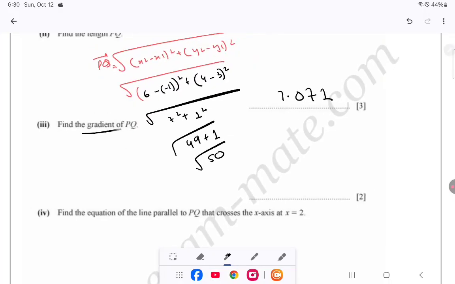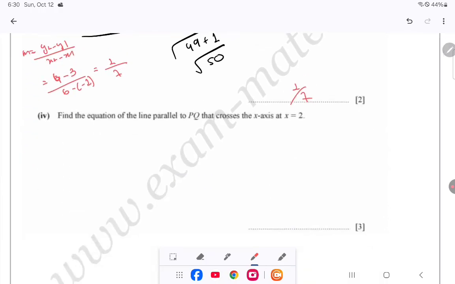Now for the gradient, what do we mean by gradient? Gradient means slope. The formula for slope, we know, M is equal to y2 minus y1 over x2 minus x1. Y2 is 4, y1 is 3, x2 is 6 and x1 is negative 1. Solve it further. 1 over 7, this is our slope and this is our gradient.